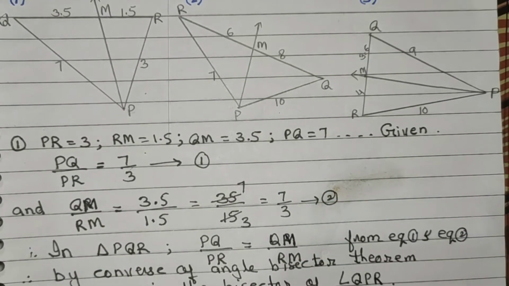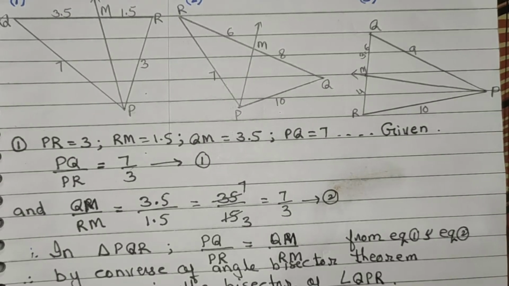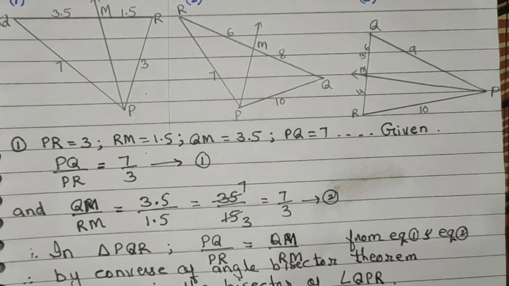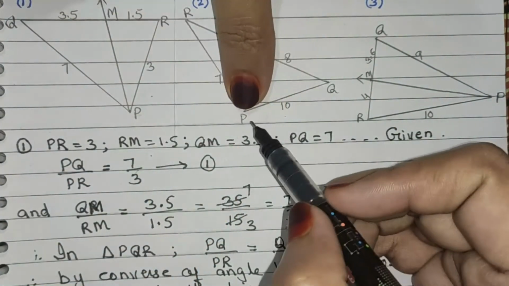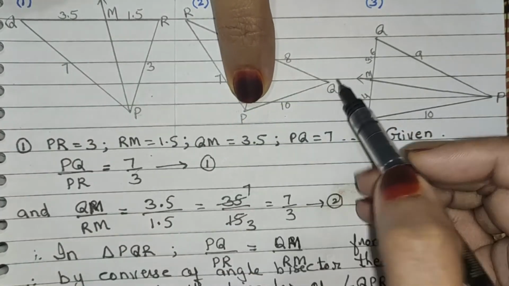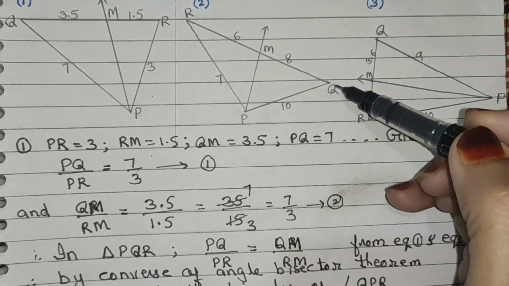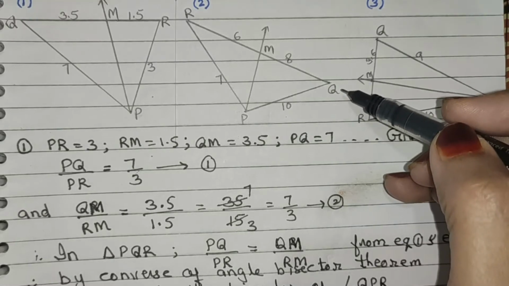Values are given here. Write down. PQ is equal to 10, QM is equal to 8, MR is equal to 6, and PR is equal to 7. It is given. Now first, find the ratio PR upon PQ. If it is equal to RM upon MQ, then we can say that ray PM is the bisector of angle QPR.